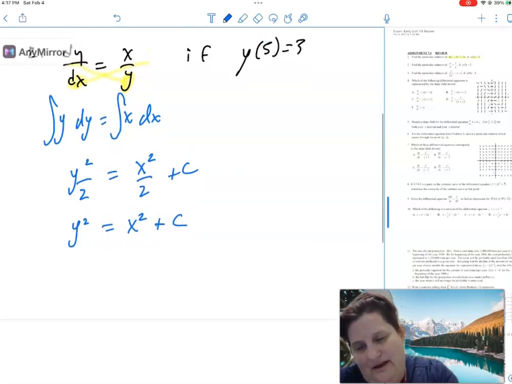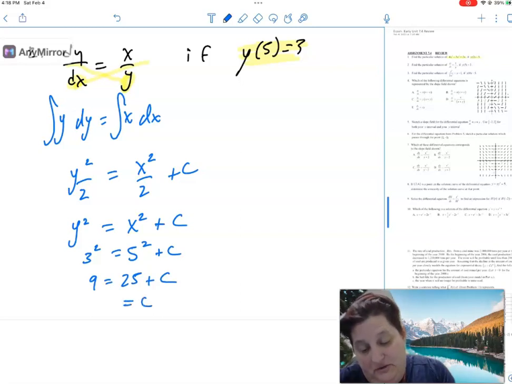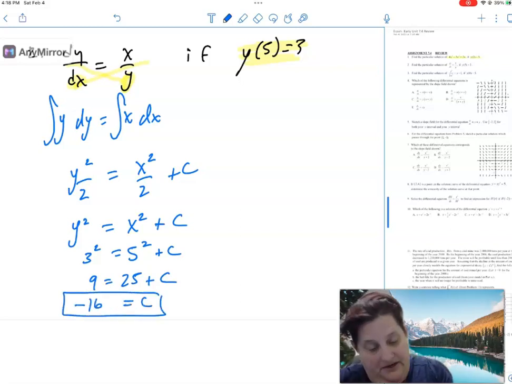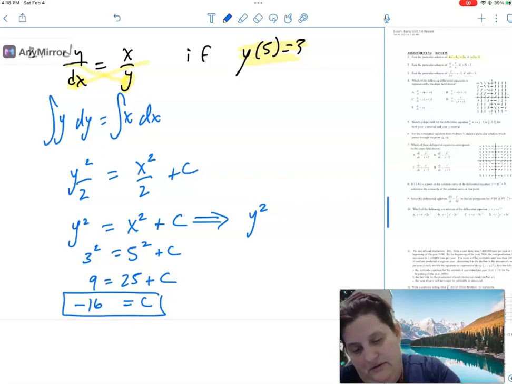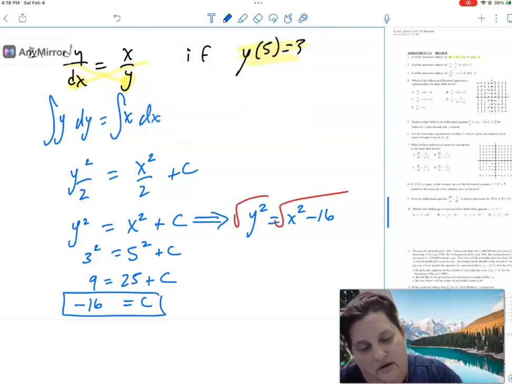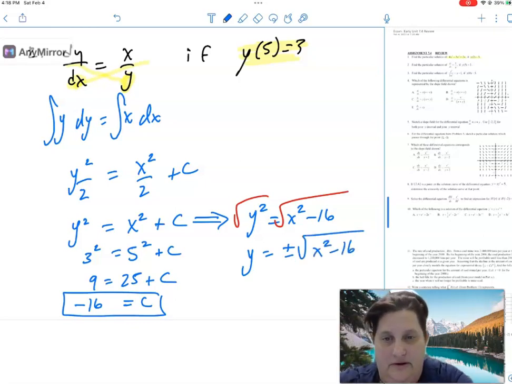I think I want to solve it here, actually. Right now I want to solve for c. So this is saying if x is 5, y is 3. So 9 is 25 plus c. So c is negative 16. So I'm going to come back up to this one and say y squared equals x squared minus 16. Go ahead and solve this by square rooting both sides. So I know that y would be plus or minus the square root of x squared minus 16.